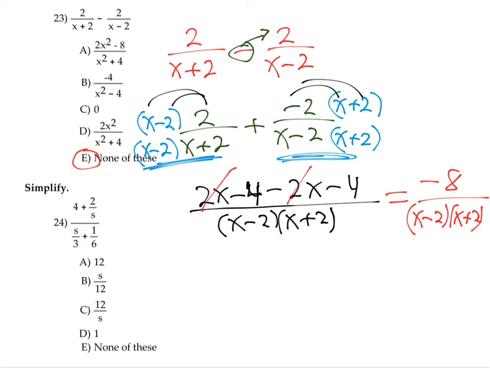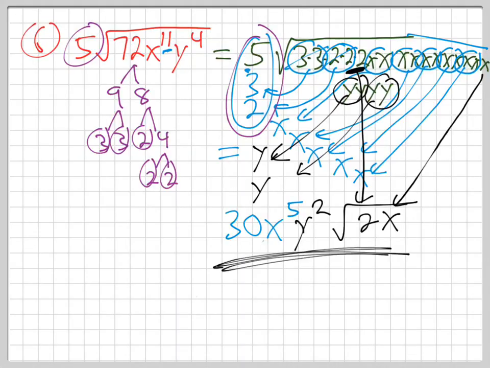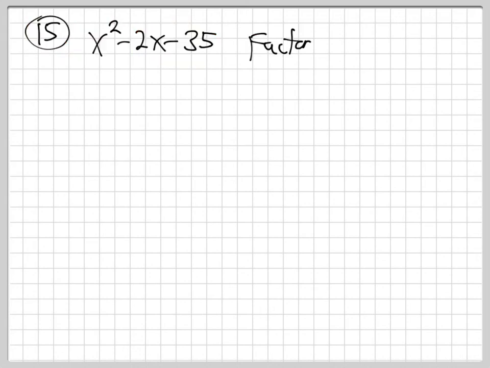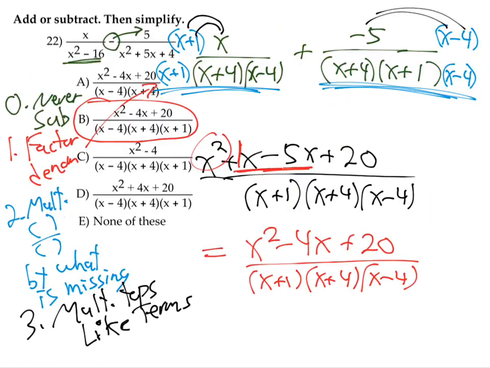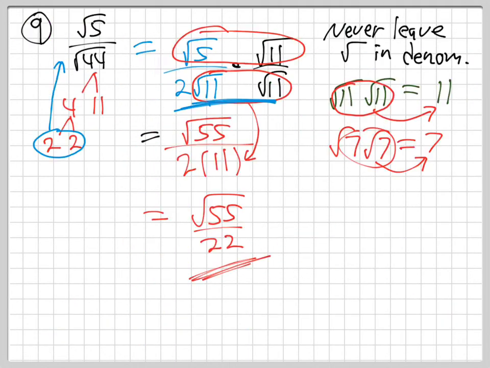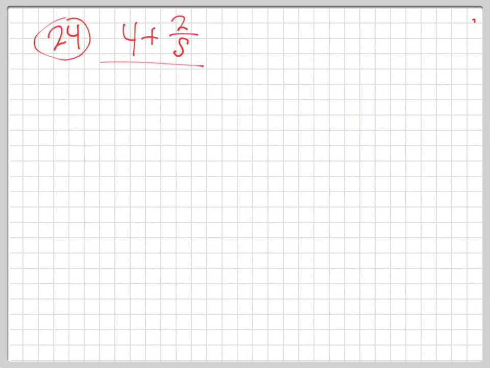3 or 4? Was it 3? Yeah, that's about right. Okay, good there. Questions on that? I'll rewrite it. 4 plus 2 over s. What number is it? 24? I think this is the last one. No, there's 2 more after. Yeah, here's 18. And s over 3 plus 1, 6.